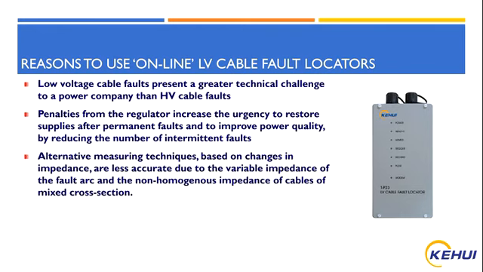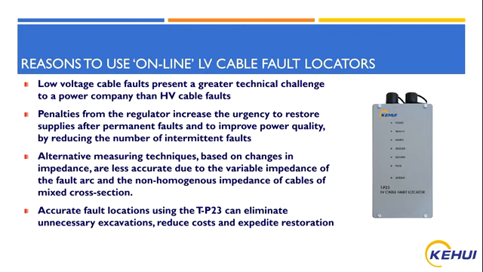Alternative measuring techniques based on changes in impedance are far less accurate due to the variable impedance of the fault arc and the non-homogeneous impedance of cables of mixed cross-section. Accurate fault locations using the TP23 can eliminate unnecessary excavations, reduce costs and expedite the restoration of supply.